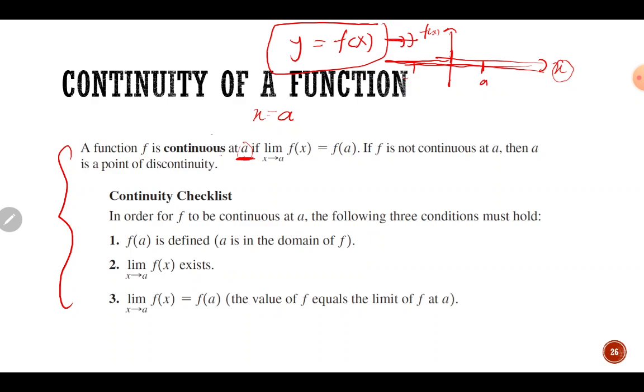It is said that the function is continuous at a if limit f(x) as x approaching a is equals to f(a). Sebenarnya dia menggunakan konsep limit yang kita dah belajar sebelum ni. Limit f(x) as x approaching a is equals to f(a). Dan kalau dia satisfy this condition, maksudnya at point a here, x equals to a, the function is continuous. Kalau dia tak satisfy this condition, maknanya at x equals to a, the function is discontinuous, ataupun dipanggil a point of discontinuity. Okay, boleh faham tak?